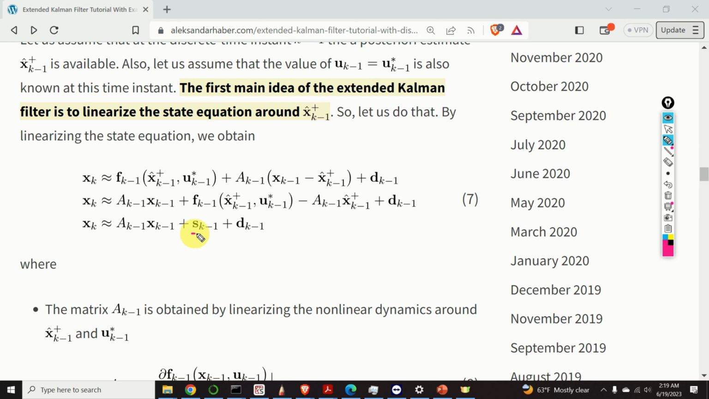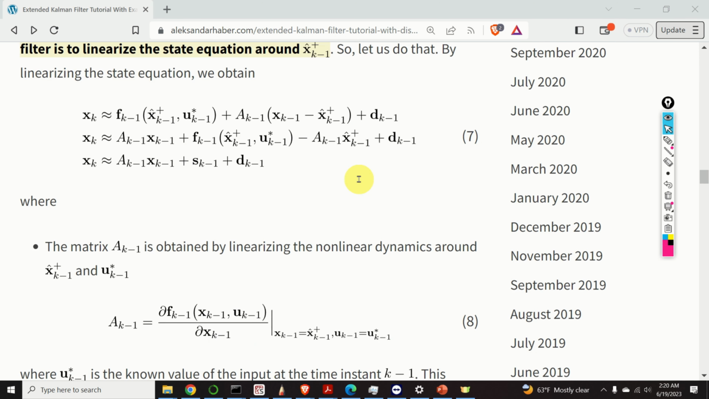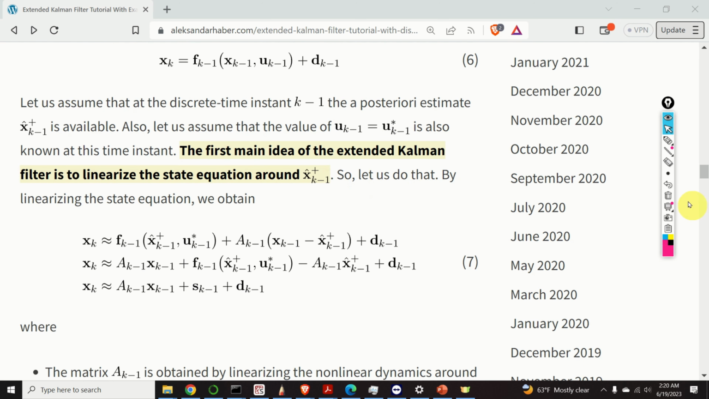Another important vector is this vector over here. This vector is perfectly known at the time instant k-1, and here, for clarity, we repeat this vector. This was the first idea of the extended Kalman filter. To summarize, the first idea is to linearize our nonlinear dynamics around the a posteriori estimate at the time instant k-1. As the result, we obtained this linear equation.